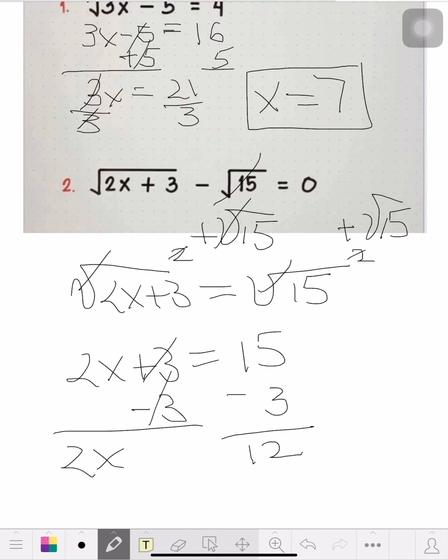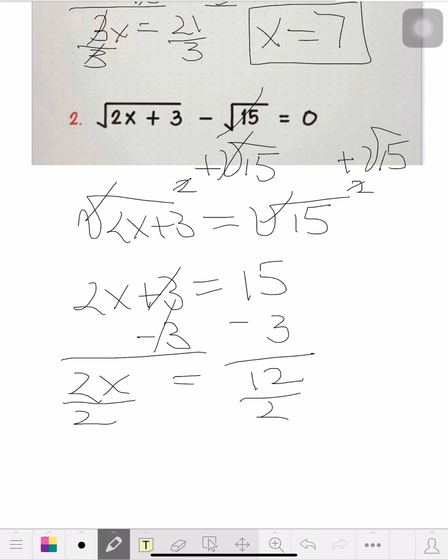Okay, we still got to get x by itself. So how do we do that? We got 2 times x. Okay, put the equal signs. 2 times x, we divide. Divide this side by 2 and divide this side by 2, because what we do to one, we got to do the other. Okay? So these two cross each other out. We get x equals 12 divided by 2, 6. And that was it. Not bad, huh?